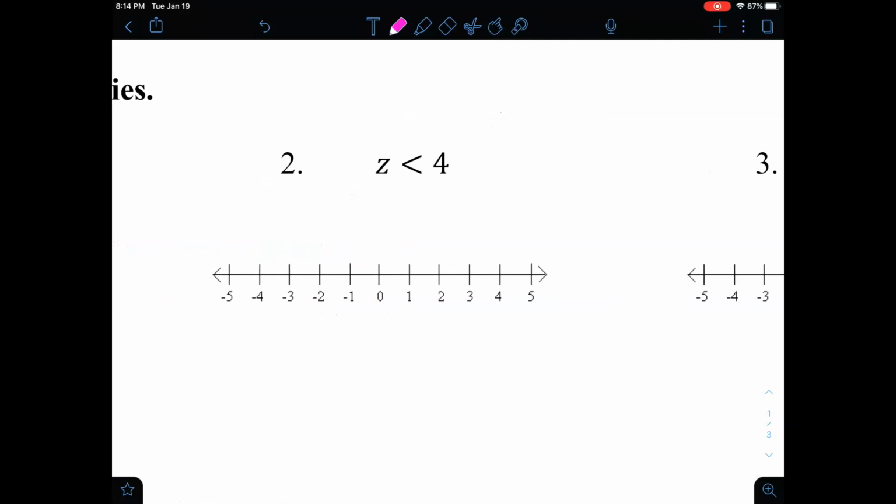Z is less than 4, open or closed circle? It's going to be an open circle because it's less than, it's not equal to. It's going to be numbers shaded to the left. It's pointing to the left, we're going to shade to the left.